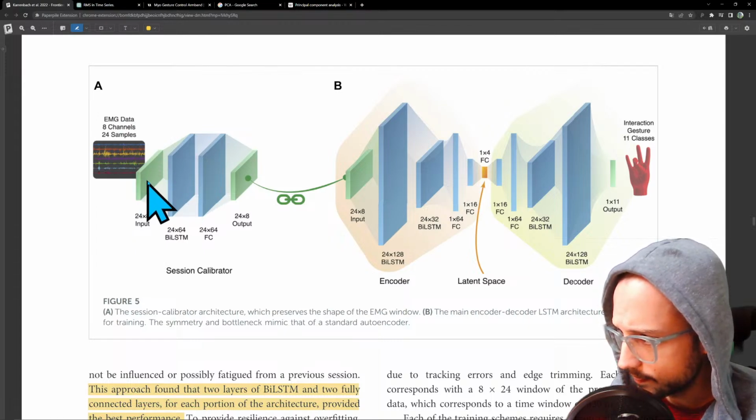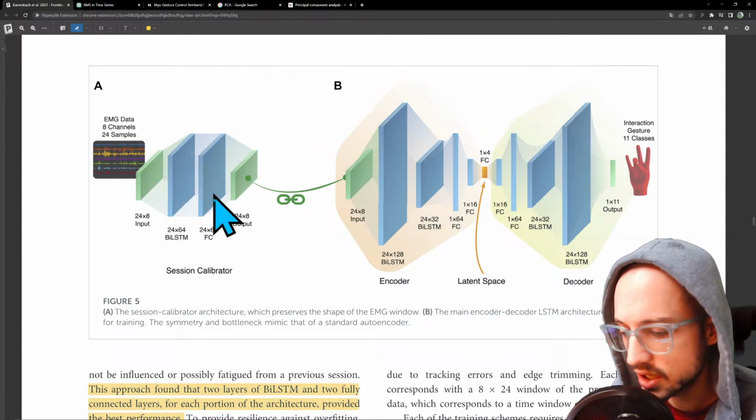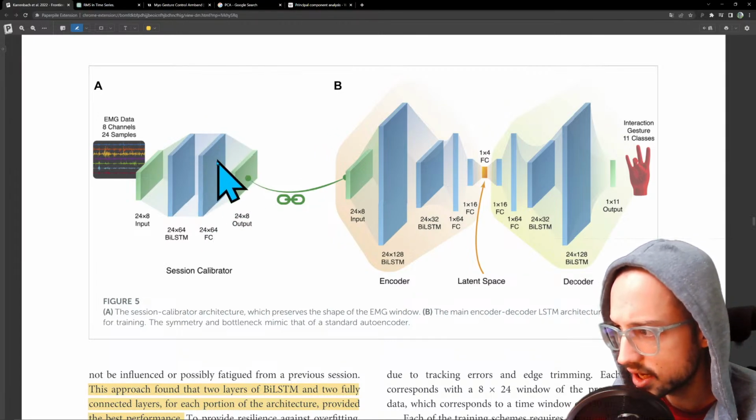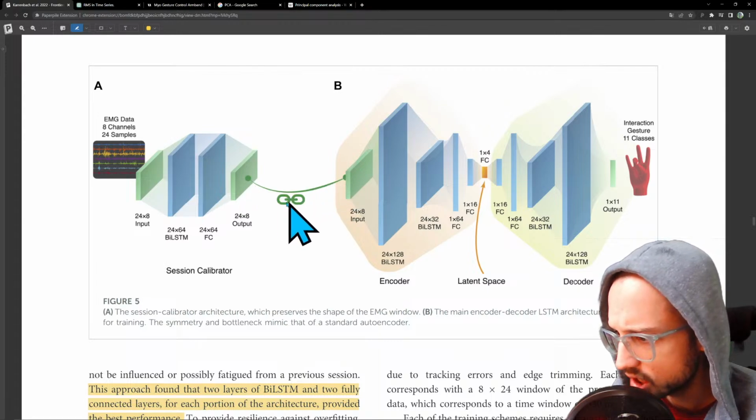So that's the input. Then you're feeding it through these bidirectional LSTM layers. And then you have a fully connected layer, right? So just like standard neurons connected to all neurons in the next layer. So this is like your standard deep learning layer. Then you have the output here. I don't know what this little chain means.